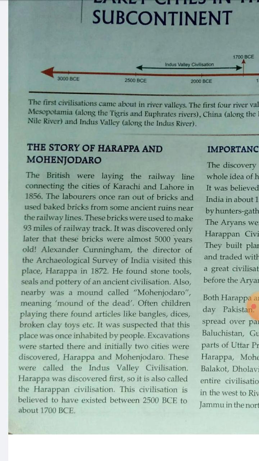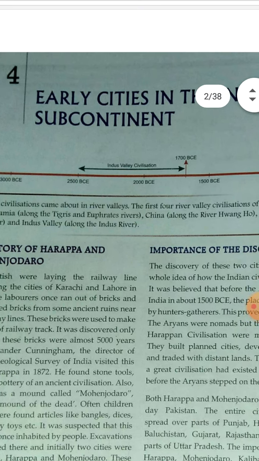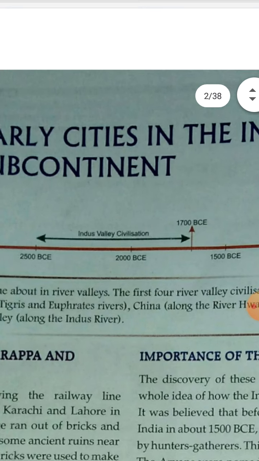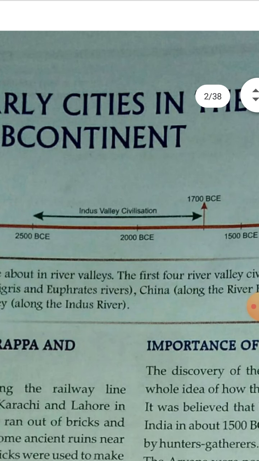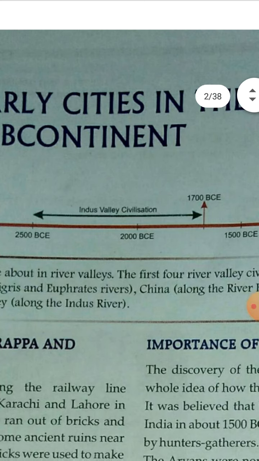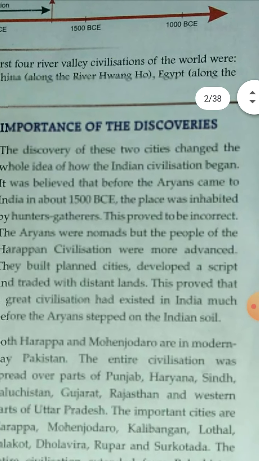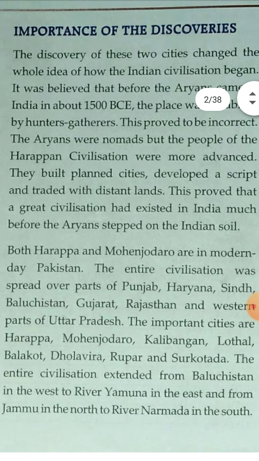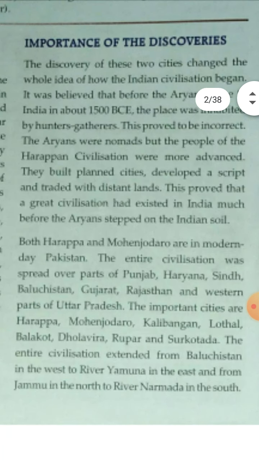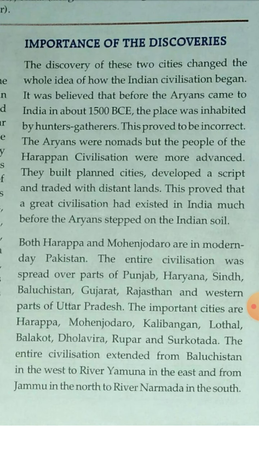This civilization is believed to have existed between 2500 BCE and 1700 BCE. You can see this in the timeline here. Importance of the discovery: when these two cities were discovered, what happened? The discovery of these two cities changed the whole idea of how Indian civilization began.